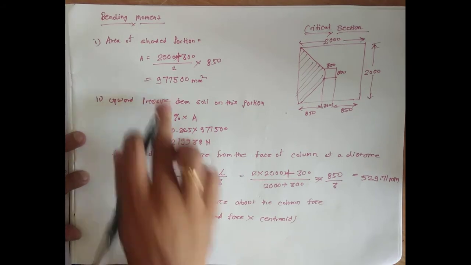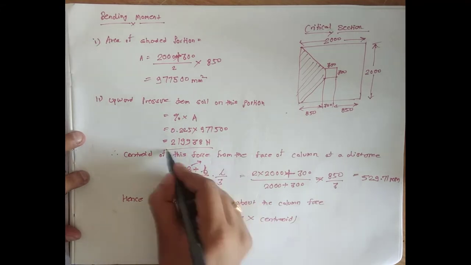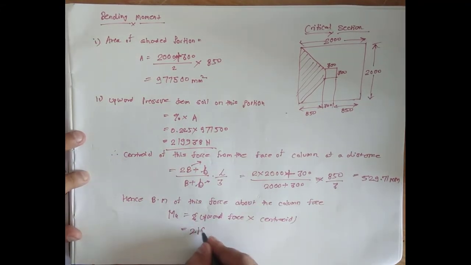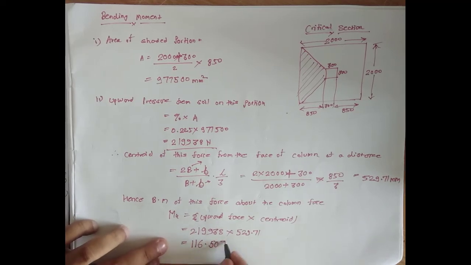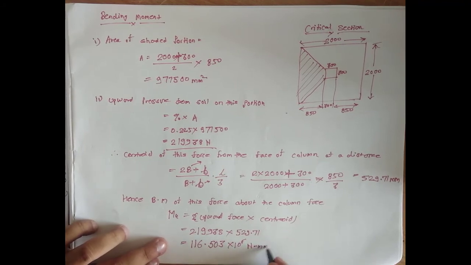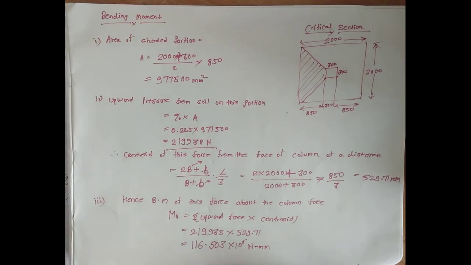So we have upward force, this is the upward force pressure. 219,938 into the centroid 529.7. So it is coming out to be 116.503 into 10 to the power 6 Newton mm. So centroid we have calculated, and then actually load we have calculated. I hope you understood the steps up to this. Now I'll move to next page.